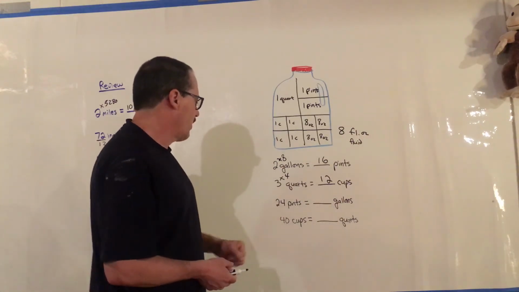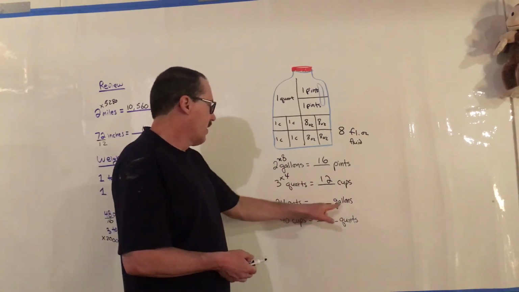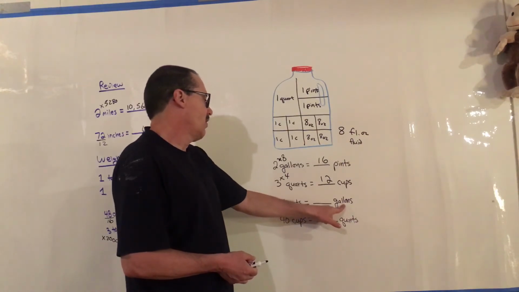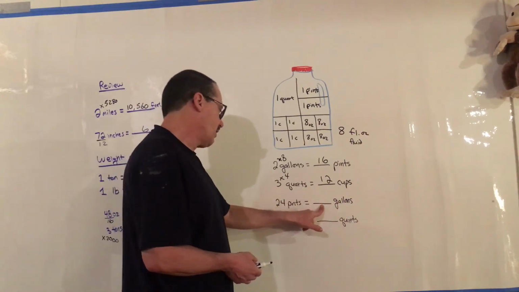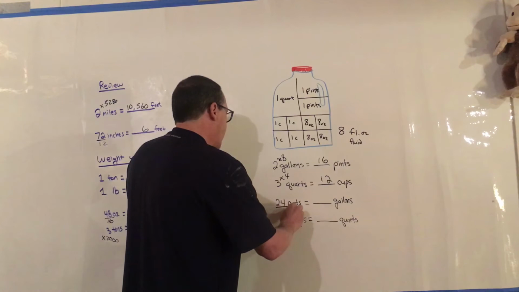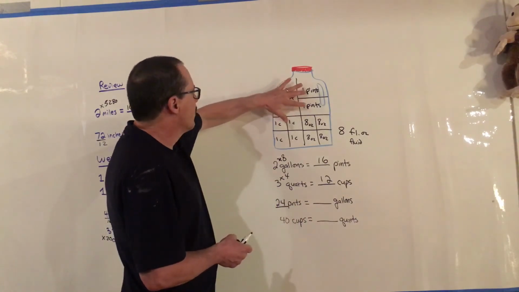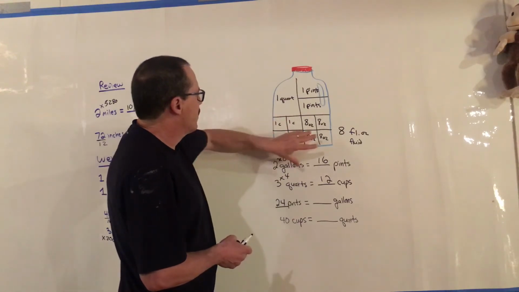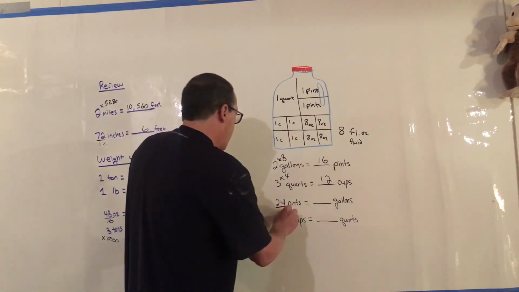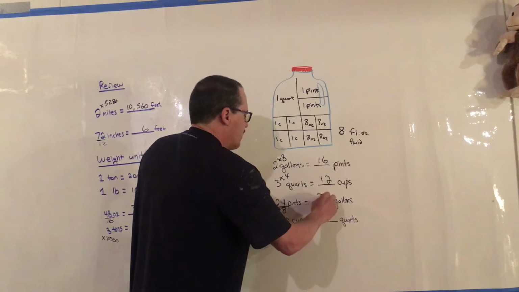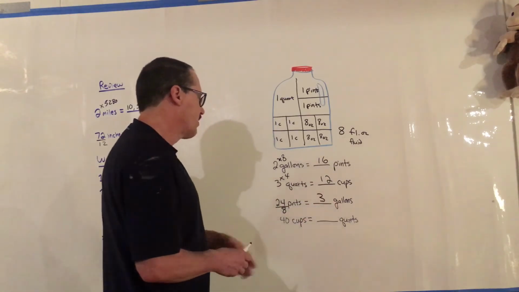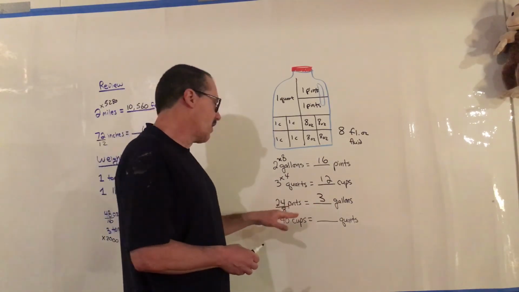Okay, now look at this one here. 24 pints equals how many gallons? Gallons is a bigger unit, which means this number is going to be smaller. So this time I'm going to have to divide. So what I need to know is how many pints does it take to make a gallon? 2, 4, 6, 8. So I'm going to divide by 8. 24 divided by 8 will give me 3 gallons. Sometimes you'll get a decimal for these, but not too much.